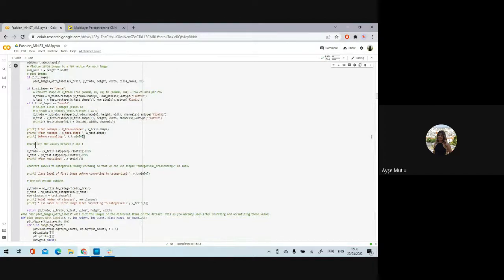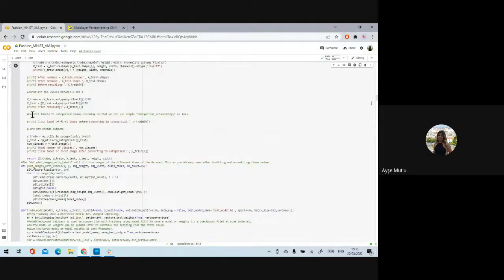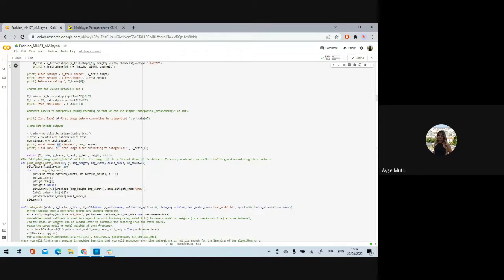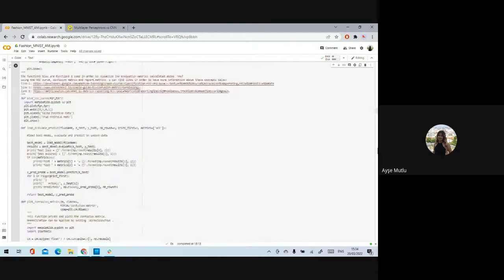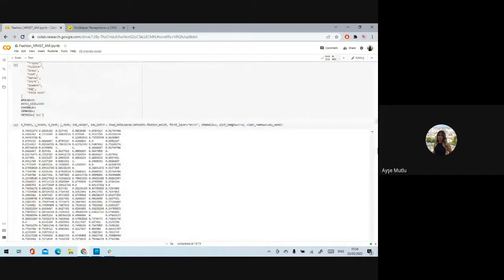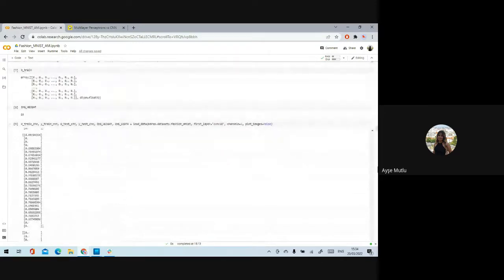And then the next thing is we are normalizing the values between 0 and 1. Then we are converting the labels to categorical by applying one-hot encoding. And then we are printing the number of classes, and we are printing the label of the first image after converting to categorical. Let's see what is done here. Let's see the output.